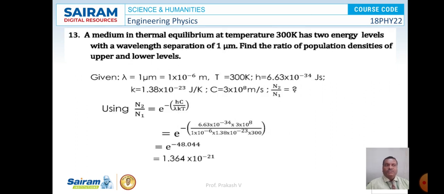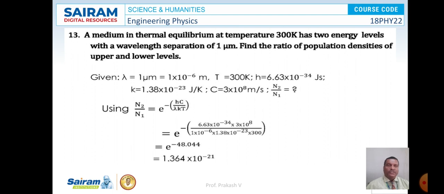The 13th one: a medium in thermal equilibrium at a temperature of 300 Kelvin has two energy levels with a wavelength separation of 1 micrometer. Find the ratio of population densities of upper and lower levels.